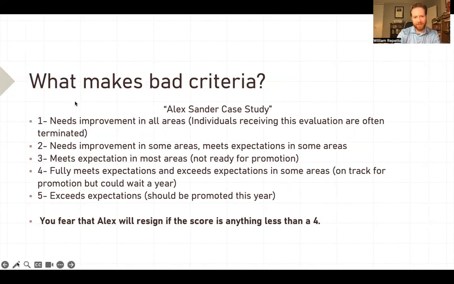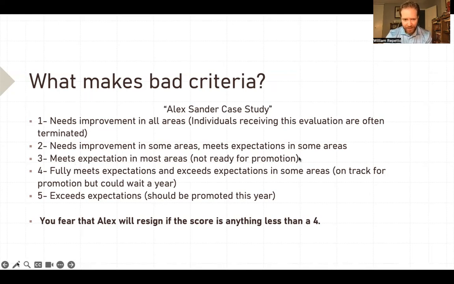These are the criteria you're given. You can maybe pause the video here and read through them for yourself. But you're given this piece of information at the end: you fear that Alex will resign if the score is anything less than a 4. I think the point of the assignment is that you're supposed to go back and question the roots of the evaluation. Because if you start to read some of the numbering here, you see that there's already vague stuff in the parentheses, a 3, 4, and 5.